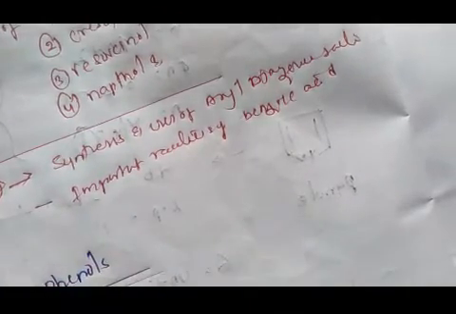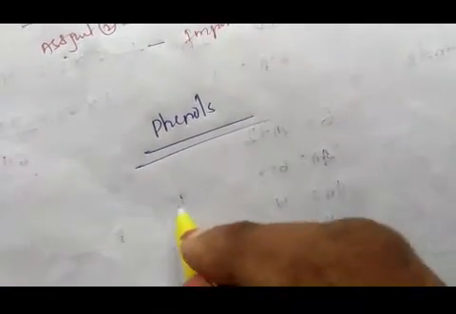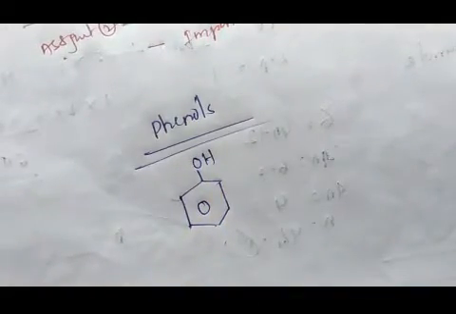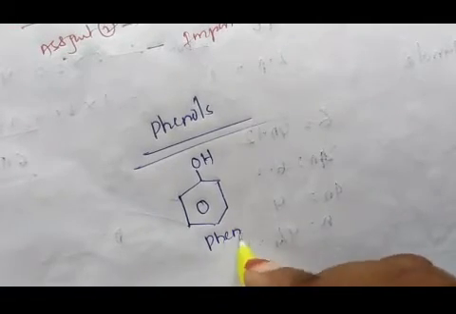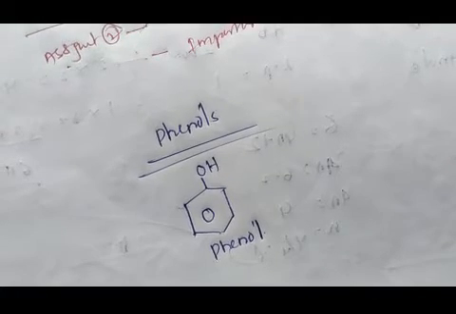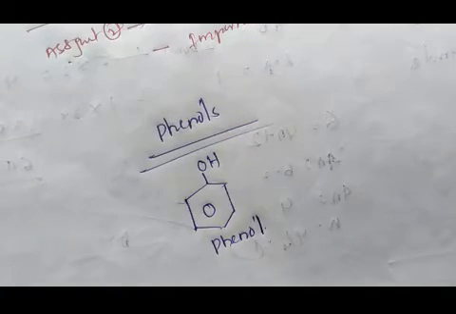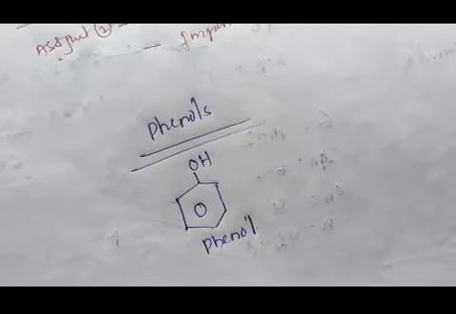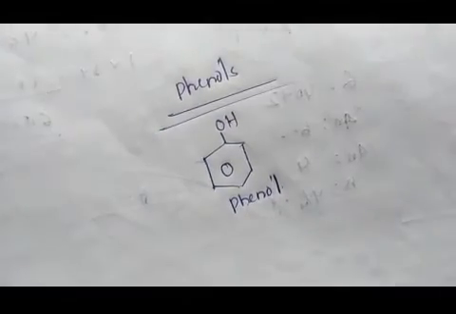Phenols. So the functional group is phenol. You already know that the structure of phenol is a benzene ring substituted with an OH group. A benzene ring substituted with one or more hydroxyl groups is called phenol. That is the simple definition.